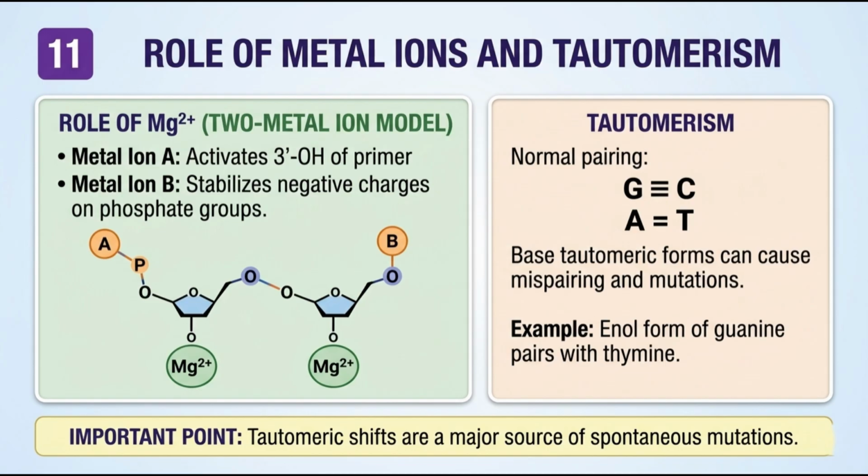Another important concept is tautomerism. Nitrogenous bases normally exist in keto and amino forms that allow standard base pairing: A with T and G with C. Rare tautomeric shifts may alter hydrogen bonding patterns. For example, enol-guanine may pair with thymine instead of cytosine. Such abnormal pairing can introduce mutations during replication. Therefore, tautomerism contributes to spontaneous mutation formation.